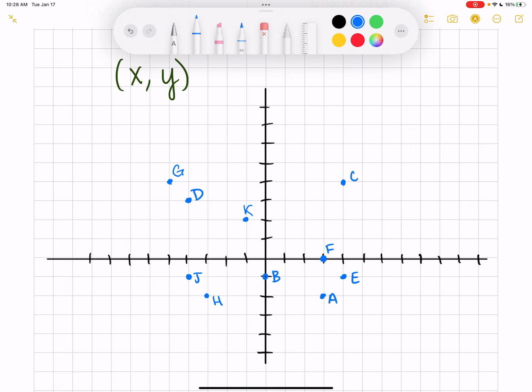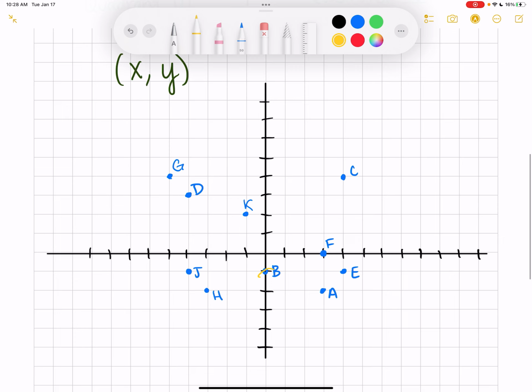I'll circle the ones that we're going to actually do. We're going to do B, D, F, H, and K. And then the other ones y'all will do for your homework.